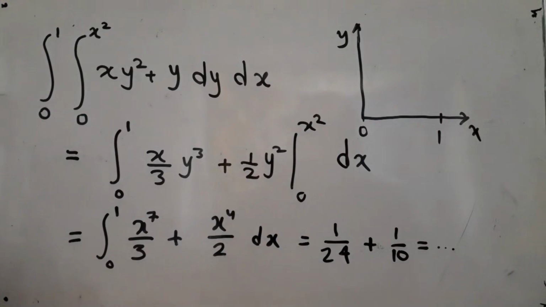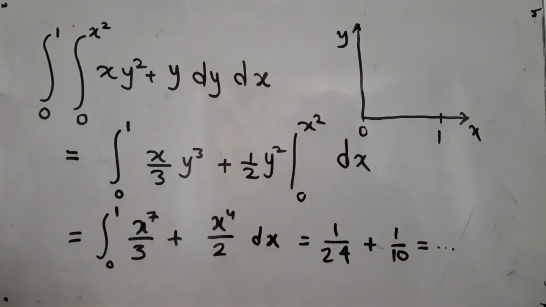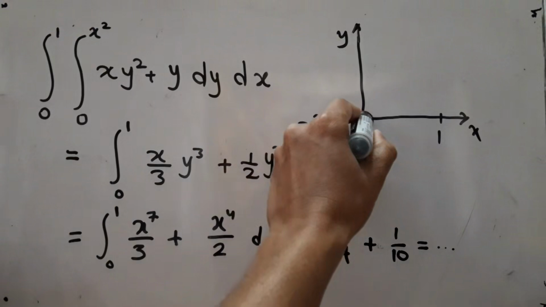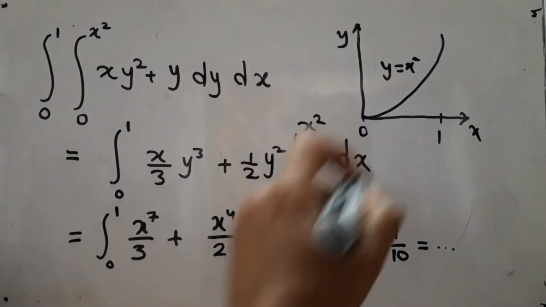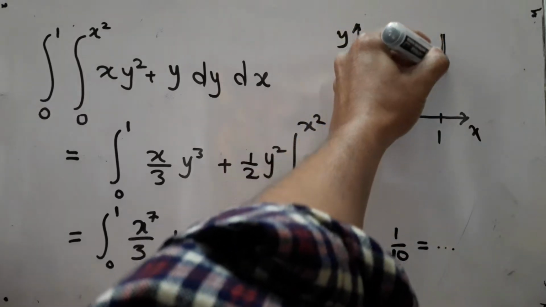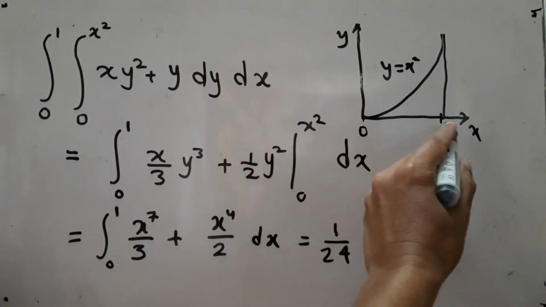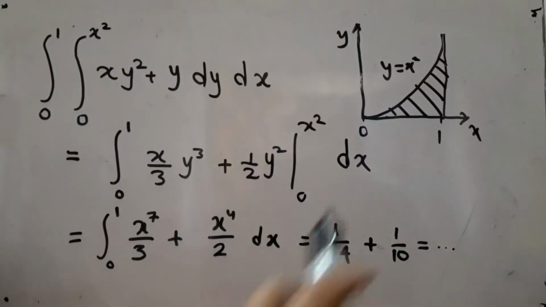Now, when x is going from 0 to 1, for each value of x, y goes from 0 to x squared. So, let's just draw the curve y equal to x squared, and then y goes from 0 to x squared, and x itself is moving from 0 to 1. So, we are actually integrating over the region that I have shown by shading.